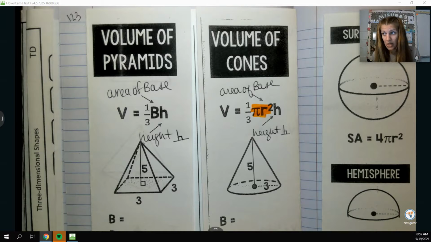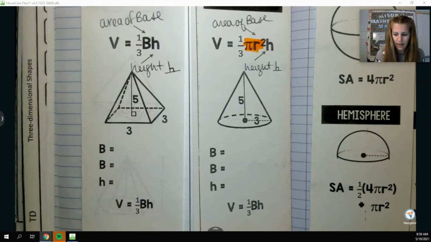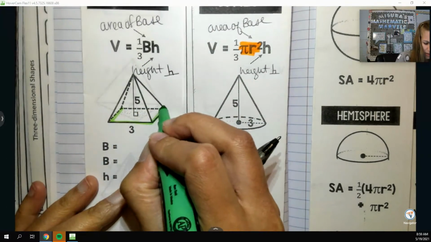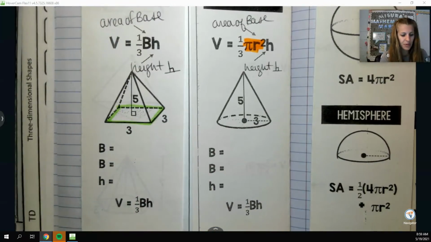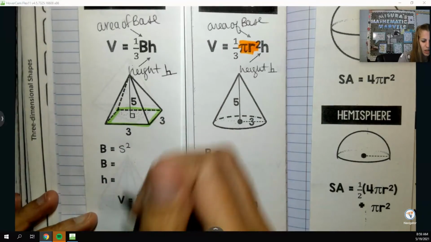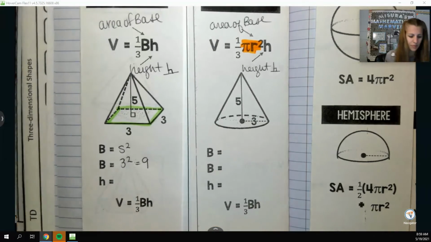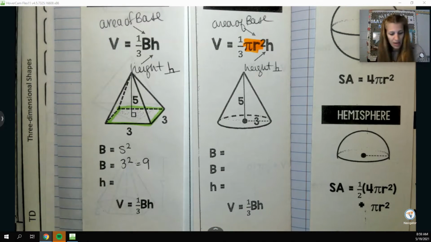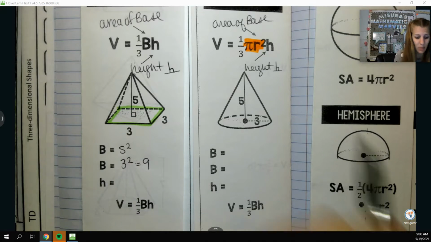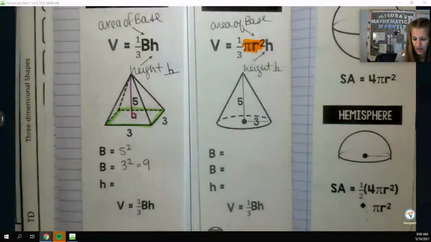Okay, so trying these front ones here, if we look at this first one, if I think about the base shape, we have a square. And so the way that we find the area of that is we do side squared, which is 3 times 3 or 3 squared for 9. And then we want to multiply that by the true height, not the slanted one. So I'm looking for that perpendicular height, which luckily they are showing me is 5.